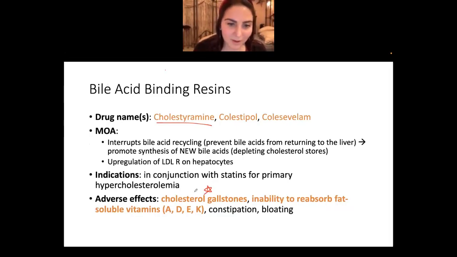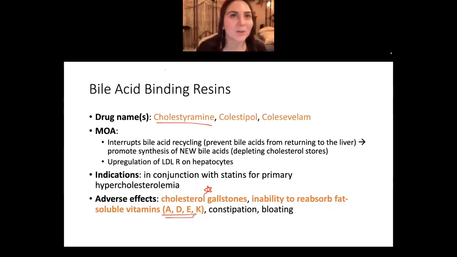But we did talk about a lot of these adverse effects. We talked about how it can cause cholesterol gallstones. It causes an inability to reabsorb fat-soluble vitamins because, remember, the bile acids in the ileum, when you reabsorb them, are what allow for the reabsorption of those fat-soluble vitamins. So now you're blocking that process, so you can have any of these deficiencies, which, again, each one is so different.